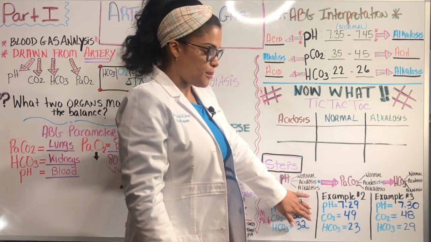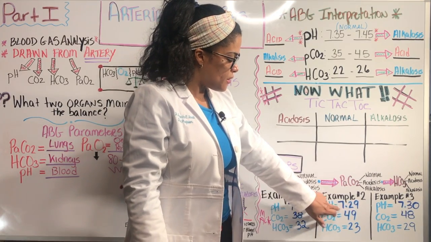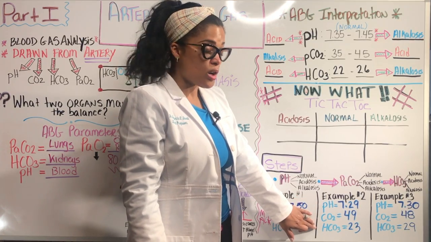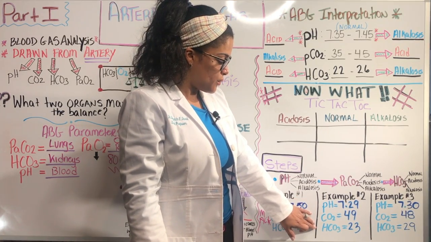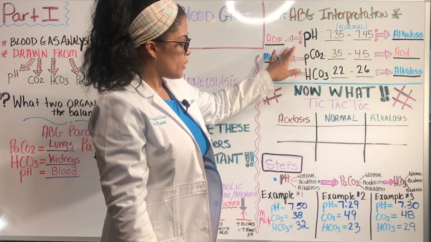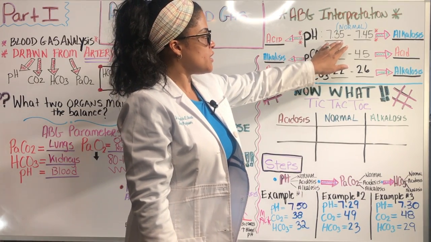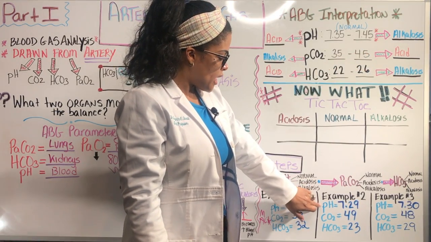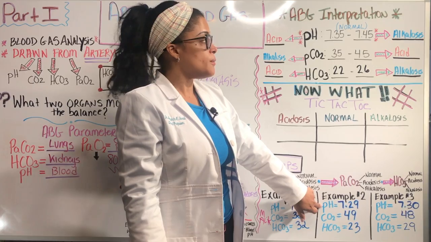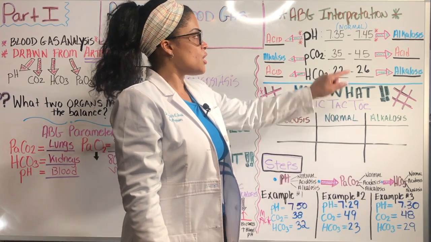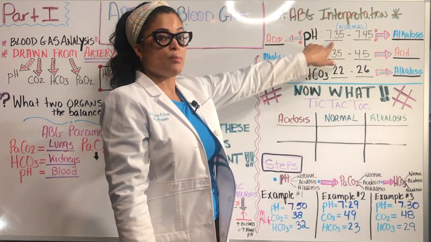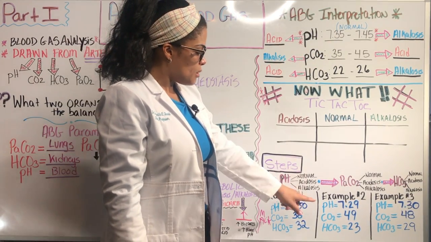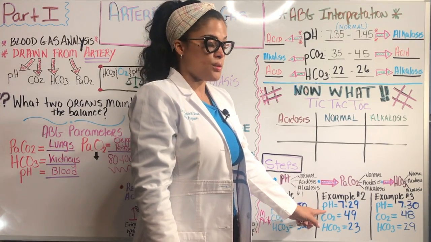So in this example, we have a pH level of 7.29, a CO2 of 49, and a bicarb or HCO3 of 23. So looking at our normal ranges, the pH falls within 7.35 to 7.45. And here we have a pH of 7.29. So this is considered under the minimum range of 7.35, making it an acidic environment. So I'm going to plug in our pH under acidosis.